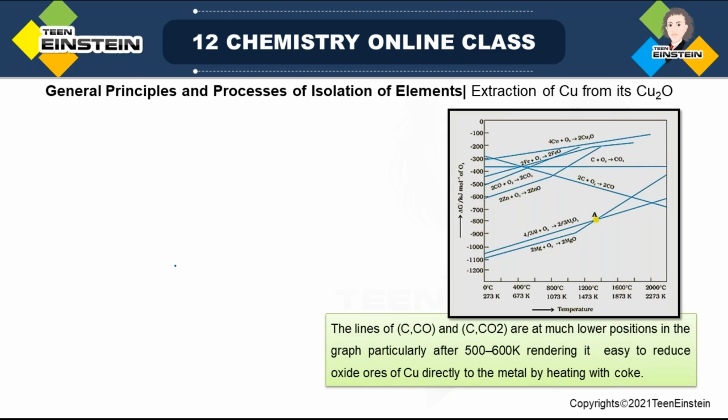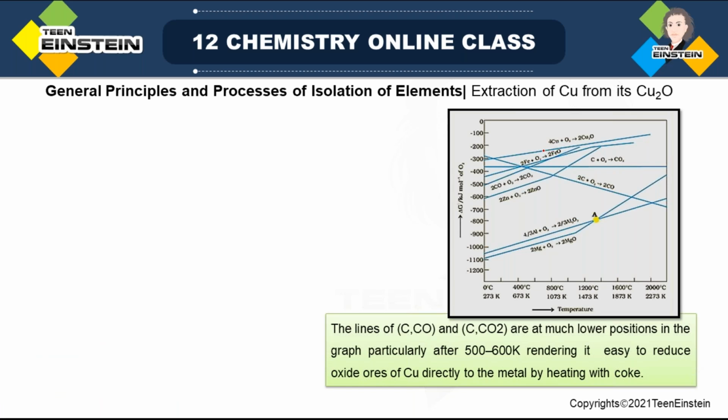Next is extraction of copper from its ore. Again, we have taken oxide. So first we have seen Fe extraction, then aluminium extraction. Now the third one is copper extraction. For copper extraction, here we have the Ellingham diagram. Here different lines are present, but you just have to focus on this line.